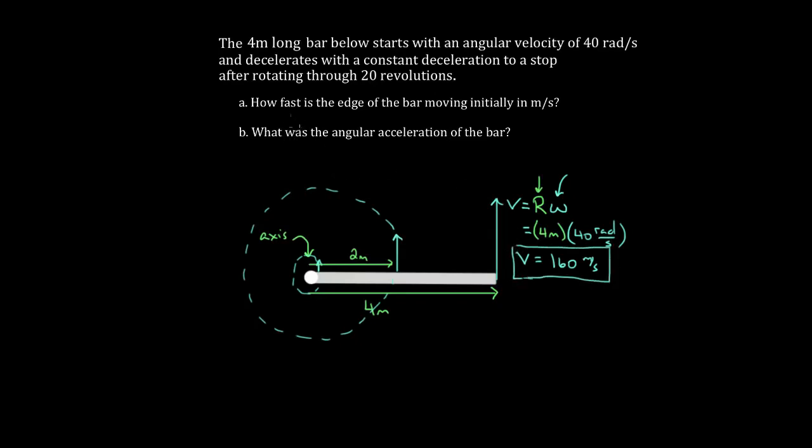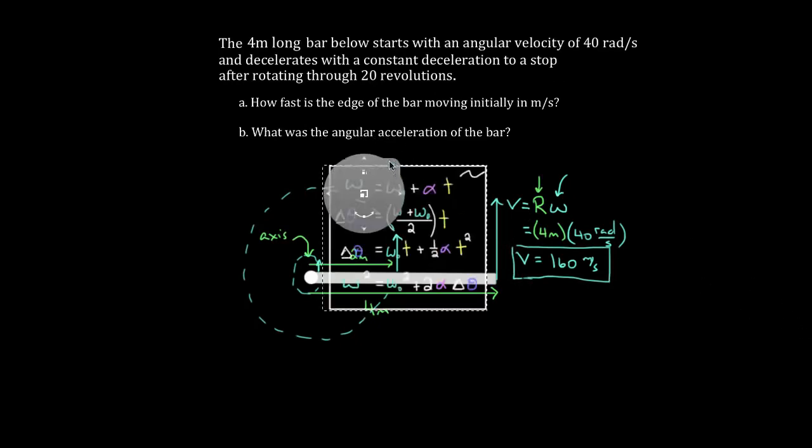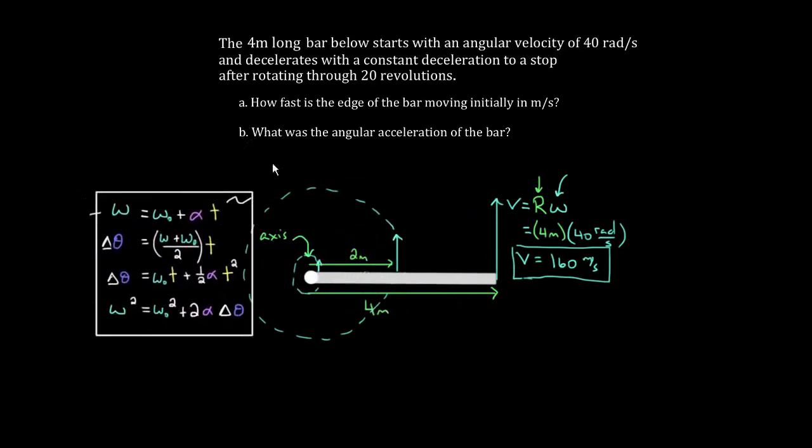And the next part asks, what was the angular acceleration of the bar? All right, this one we're going to have to actually use a kinematic formula for. We'll bring these back, put them over here. Again, the way you use these, you identify what you know. We know the initial angular velocity was 40. So this time we know omega initial, 40 radians per second.